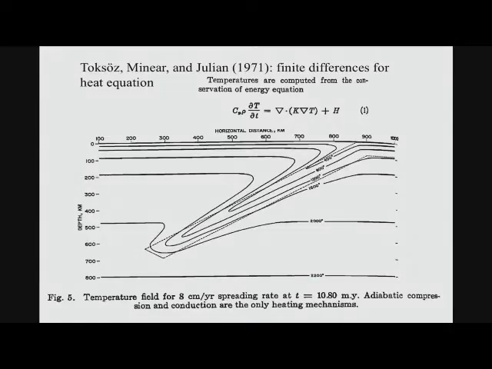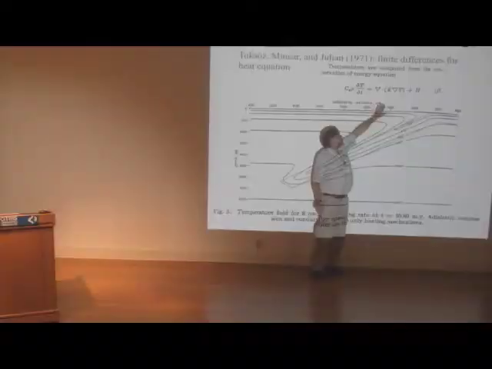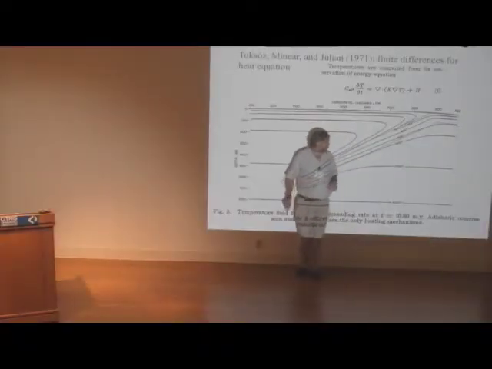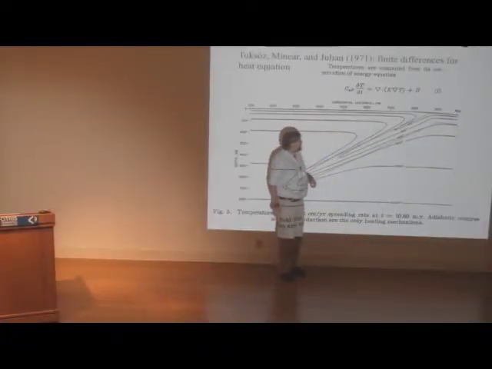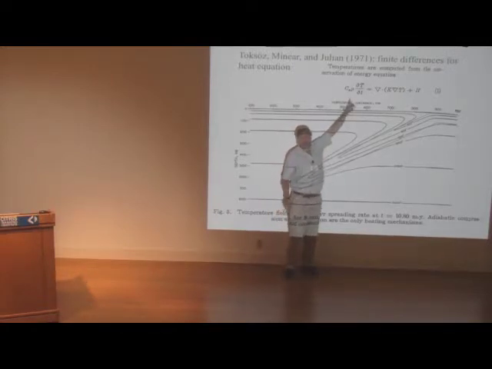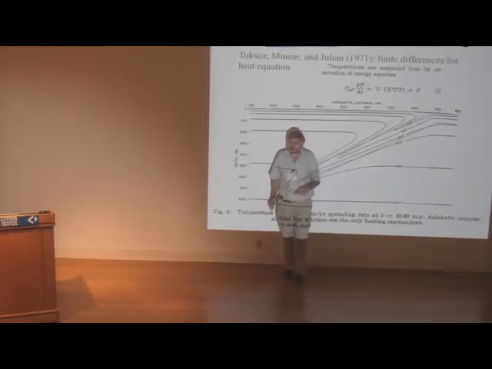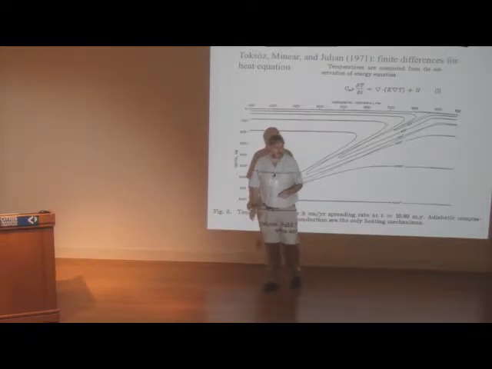So Minear and Toksöz set up a finite difference code where they solved the heat equation, with the time-dependent variation, the conductive term, and an internal heat generation term. And they created models like this. For those of you familiar with the heat advection diffusion equation, what is missing in that equation? There's an important term missing.